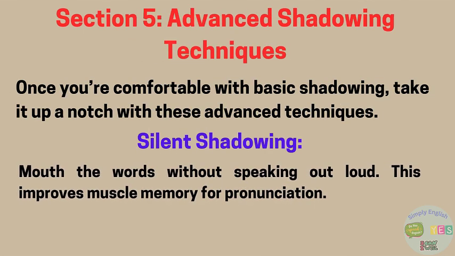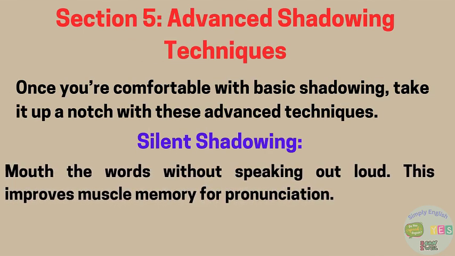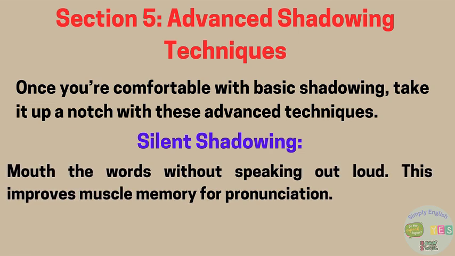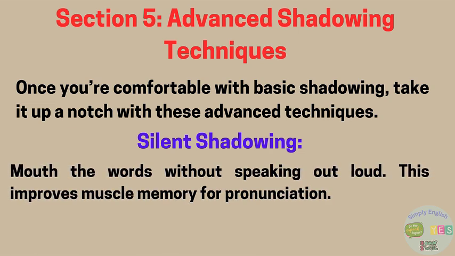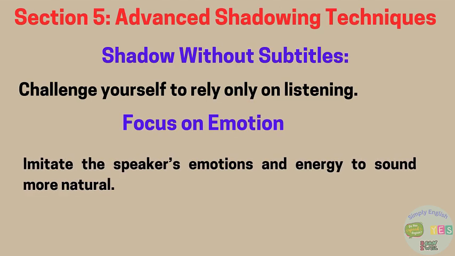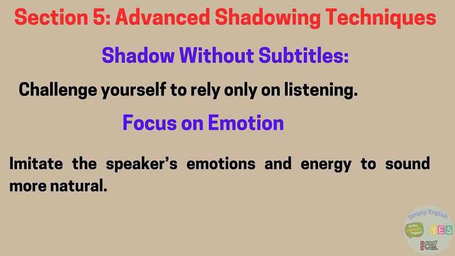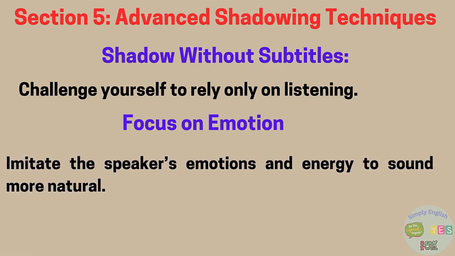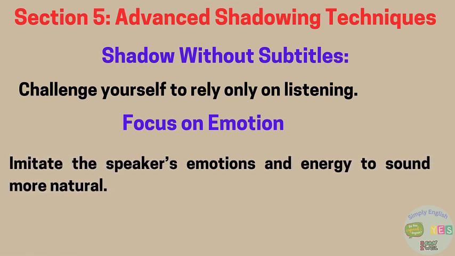Section 5. Advanced shadowing techniques. Once you're comfortable with basic shadowing, take it up a notch with these advanced techniques. Silent shadowing. Mouth the words without speaking out loud. This improves muscle memory for pronunciation. Shadow without subtitles. Challenge yourself to rely only on listening. Focus on emotion. Imitate the speaker's emotions and energy to sound more natural.